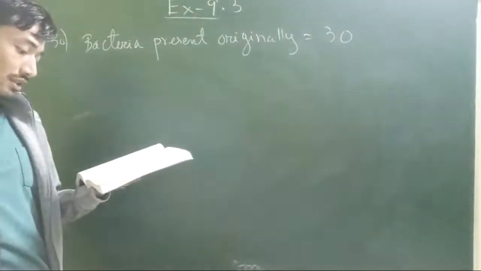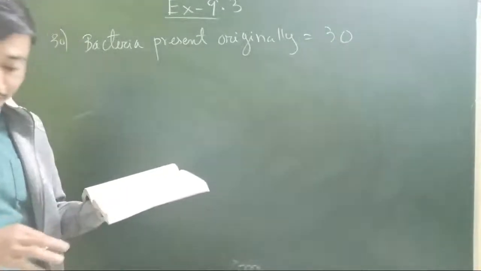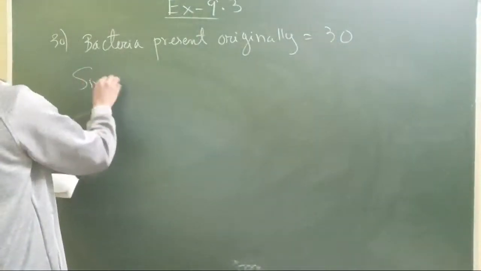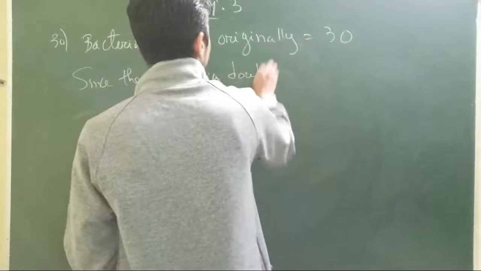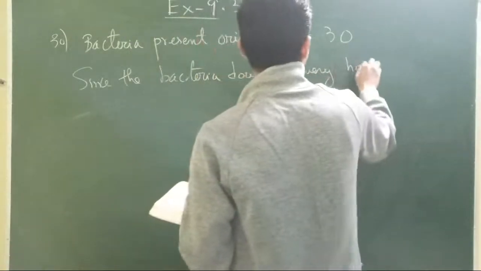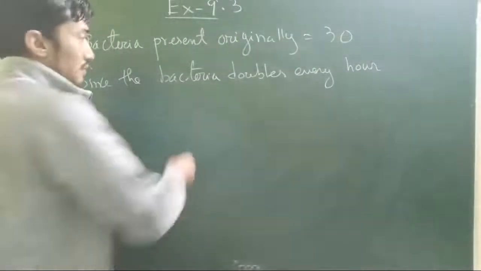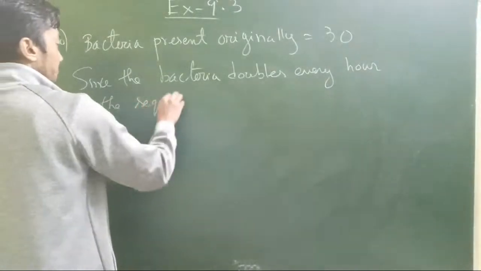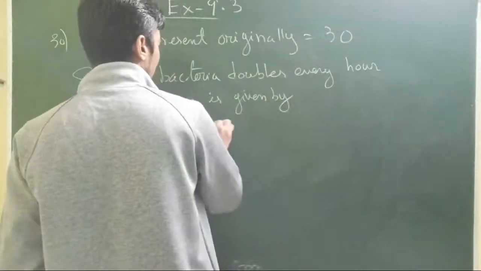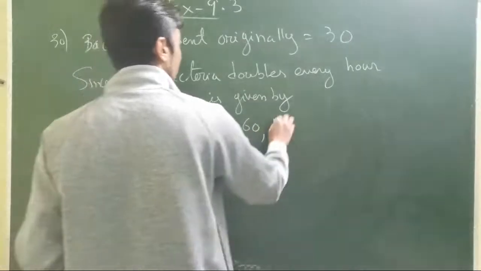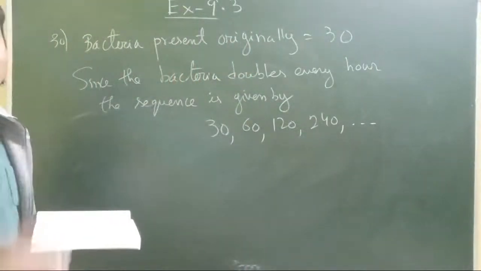The number of bacteria in a certain culture doubles every hour. If there were 30 bacteria present in the culture originally, starting 30. Since the bacteria doubles itself every hour, the sequence is given by: it doubles every hour, so the sequence starting from 30, next double 60, next double 120, next double 240. This is going to be a sequence because every hour it's going to be doubling.